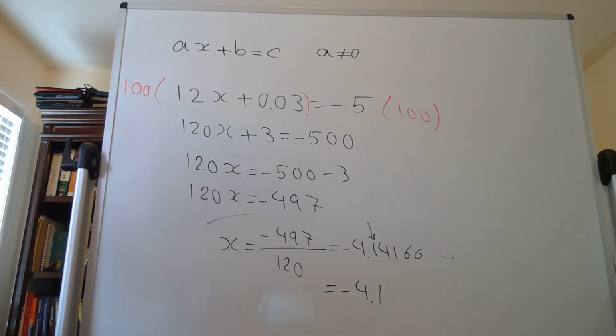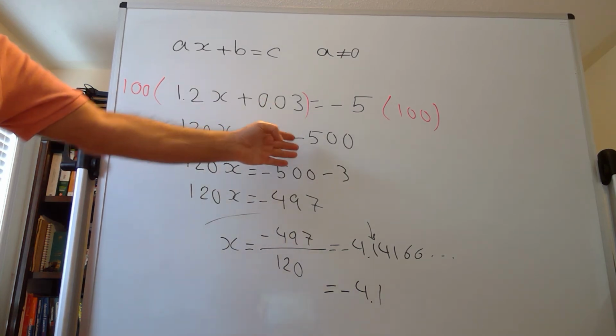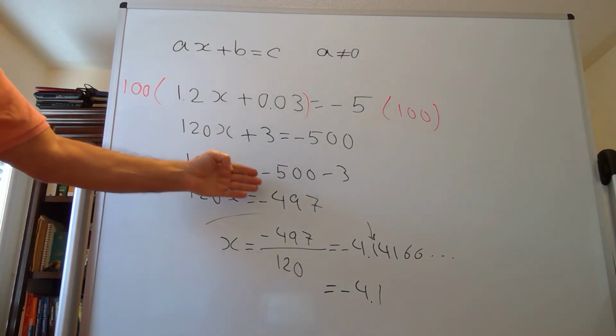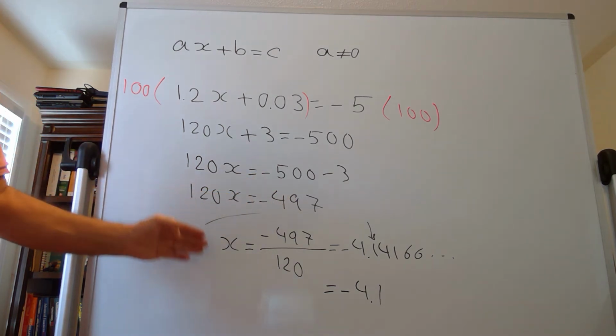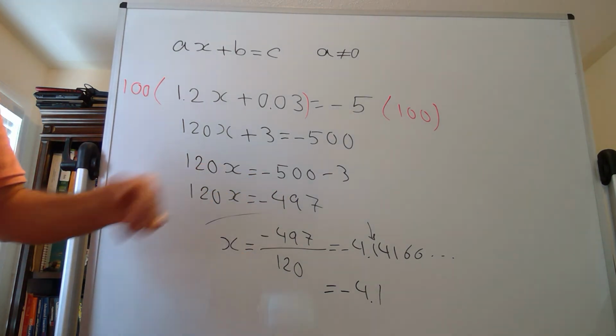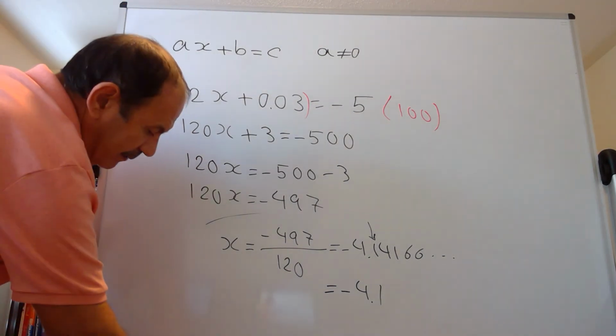Let me just check that I haven't made mistakes. 120x, 3, negative 500, 500 minus 3 is going to be 497, over 120. It seems that it is right. Okay, this is the other way of solving a linear equation with decimals.